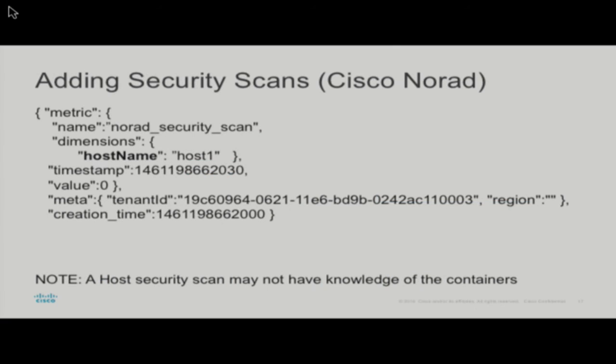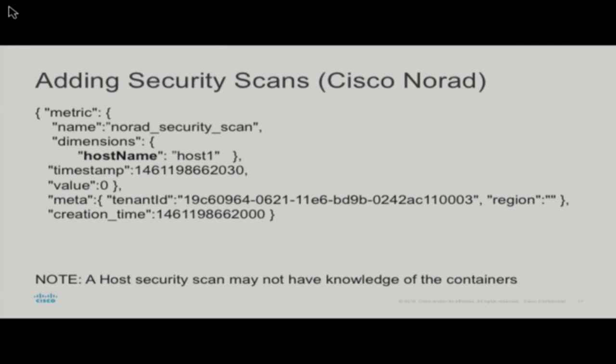And then lastly, we were working on doing security scans. We started with host security scans. We had another project in Cisco called Norad, and they were kind enough to work with us on producing the same metrics in the same format. What they do is periodically scan the hosts of the Kubernetes or the Mesos cluster, and they had a bunch of scans that will report if there are some problems.